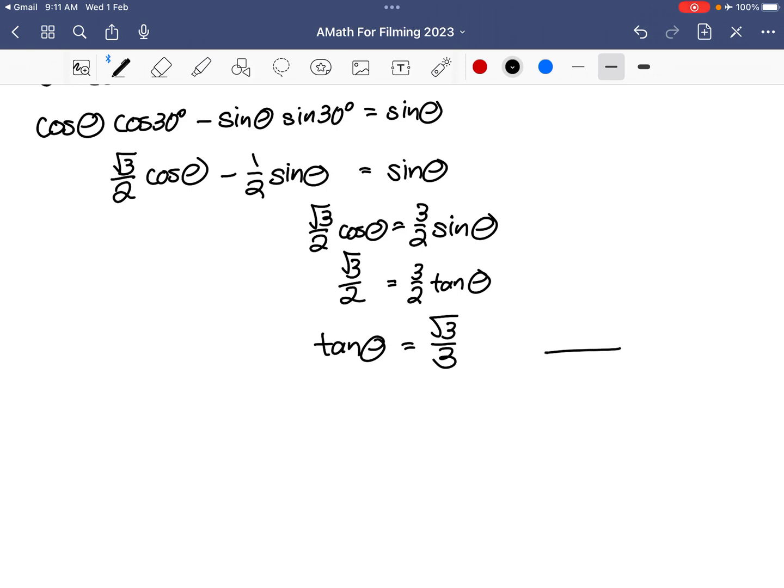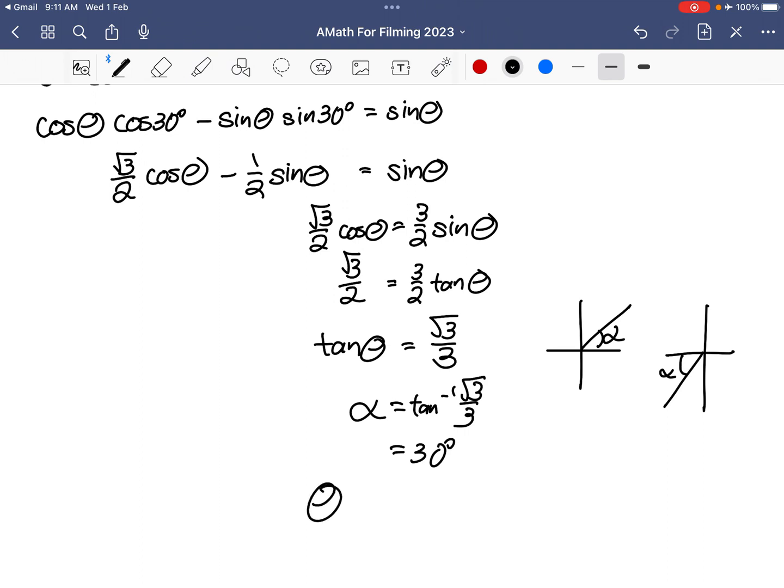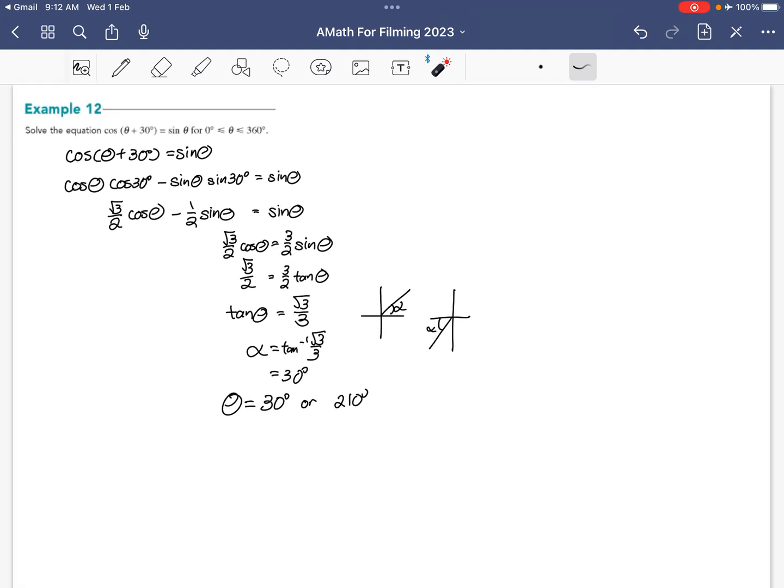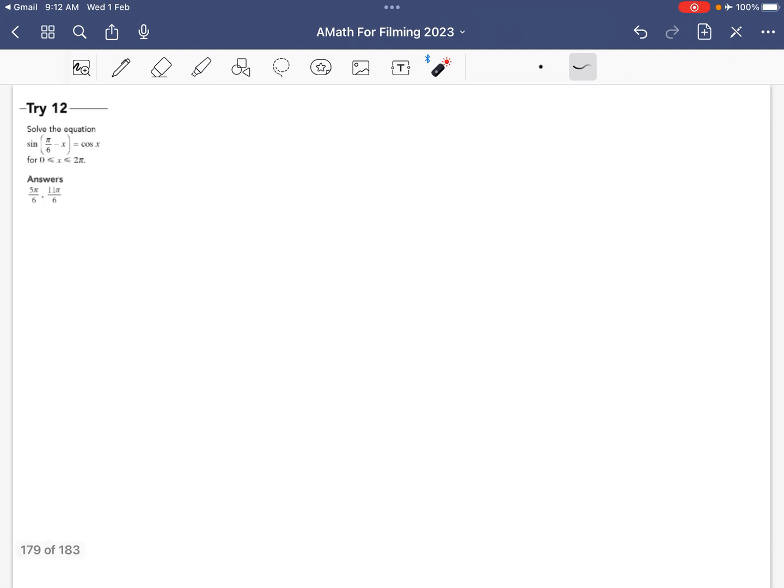So we know that tangent theta is positive. If tangent theta is positive, it will either lie in the 1st quadrant, A, S, T, C, or it will lie in the 3rd quadrant, like this. So I find that my reference angle, alpha, is equal to 30 degrees. Hence, the theta value I have is 30, or the theta value I have is 180 plus 30, which is equal to 210 degrees.